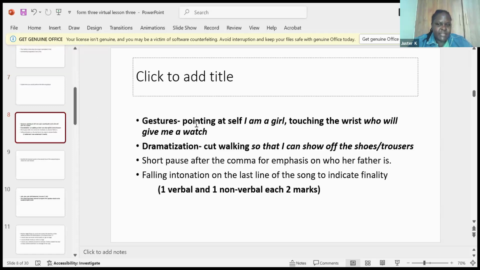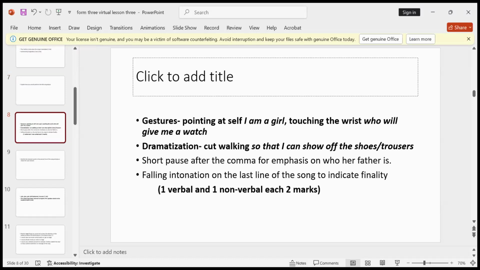You can take us through the answers. I've shared them. Take us through the answers. Gestures by pointing at self: I am a girl, touching the wrist. Who will give me a watch?